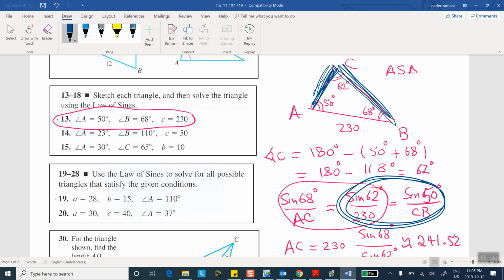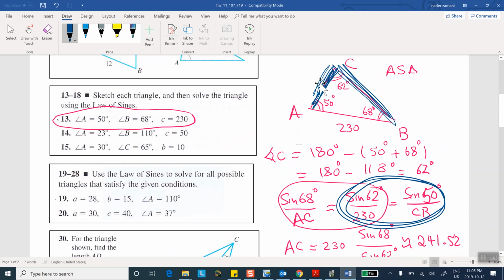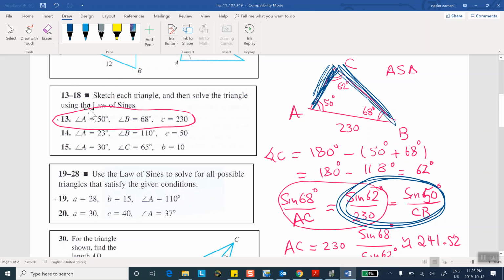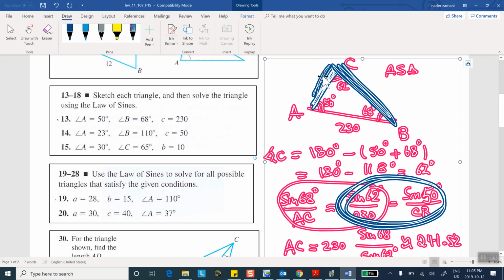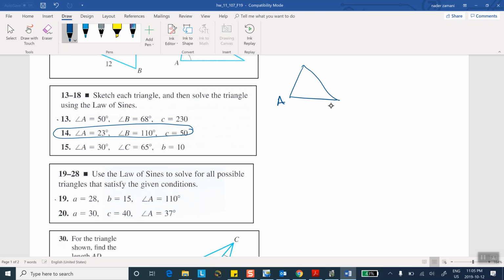Let's do 14 and 15 in this video segment too. 14 and 15. So erase all of these. Delete. Very good. So let's do this. Number 14. So let me draw my triangle again. ABC symbolically. We have angle A is 23 degrees.